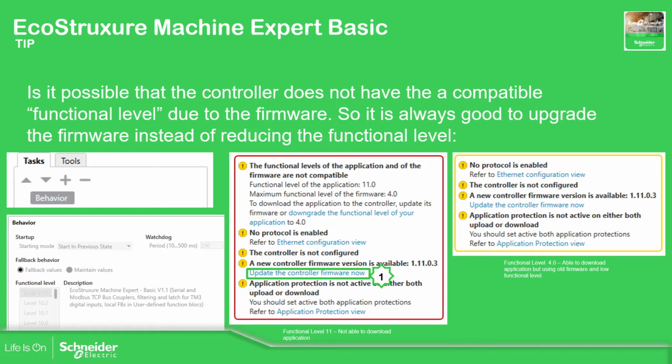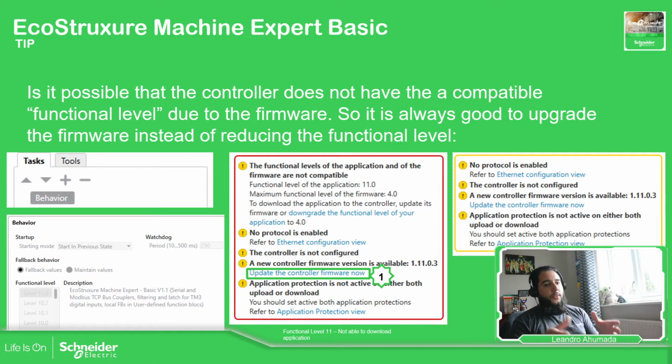So we have two possibilities. We can upgrade the firmware, so you can use your function level 11 or 12. And the other solution is to downgrade the function level to the version 4.0 or the one that the message on the system shows. Once you have done that, for example, you have downgraded the application to function level 4, it will allow you to connect.